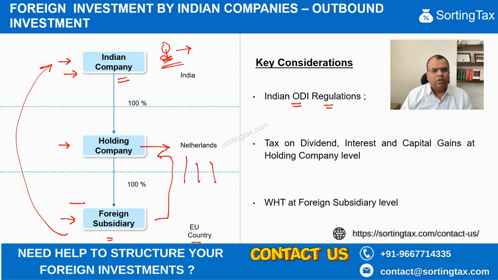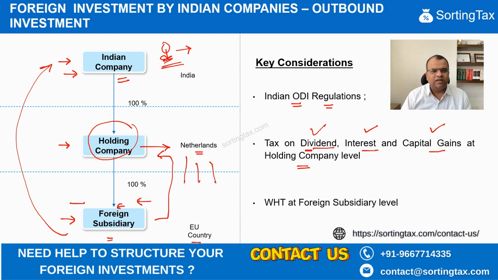The second thing is, what is the tax on dividend, interest, and capital gains at the holding company level? Generally, a holding company, once it sets up a subsidiary, is going to receive dividend or interest on debentures or capital gains when it sells the shares of this entity at some date. So you choose a holding company jurisdiction where the amount of dividend tax is low.